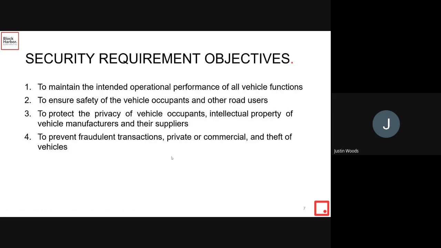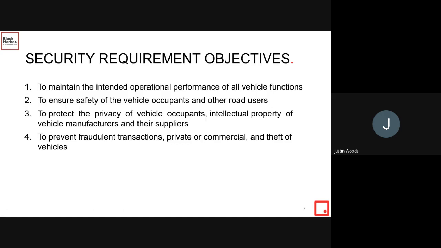So that gets us to the objectives here. We're trying to maintain the intended operational performance of all vehicle functions. We want to ensure the safety of the vehicle occupants and other road users. This means we want to protect anything in the vehicle that might cause damage, not just to oneself but also to one's surroundings. And of course, that also means we want to protect the privacy of the vehicle occupants, and the intellectual property of the vehicle manufacturers and their suppliers.